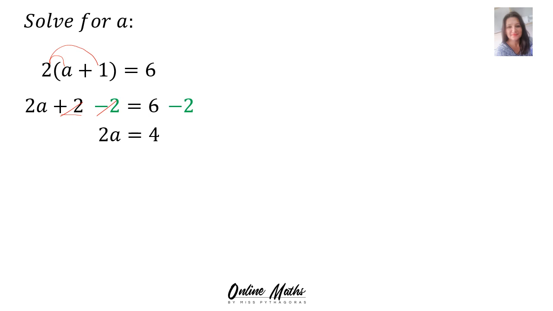Now there's 2a is equal to 4. To get rid of the 2, we will divide the 2 away. But what we do on the left, we do on the right, so we will also divide by 2 on the right hand side. Now 2 goes into itself once, and we're left with a on the left hand side. On the right hand side, 2 goes into 2 once, 2 goes into 4 twice. Therefore, a is equal to 2.